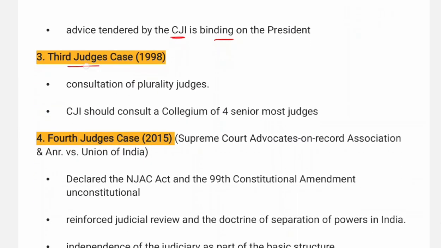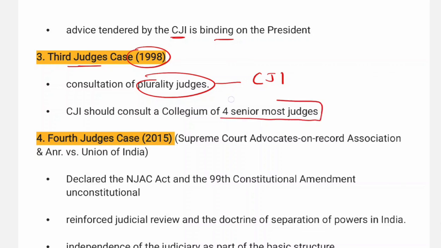Next important case is the third judges case of 1998. Here the Supreme Court said that the recommendation or the consultation should be given by a plurality of judges, not just by the CJI. Plurality of judges means there should be 4 senior most judges making the collegium, and that collegium should give the advice to the President, and that advice should be binding on the President, and based on that the President should appoint the High Court or Supreme Court judges. So here comes the formation of the collegium system in the Indian judicial appointment system.